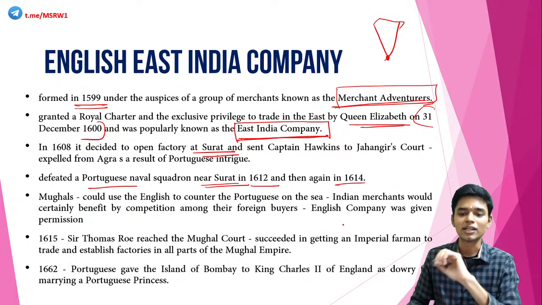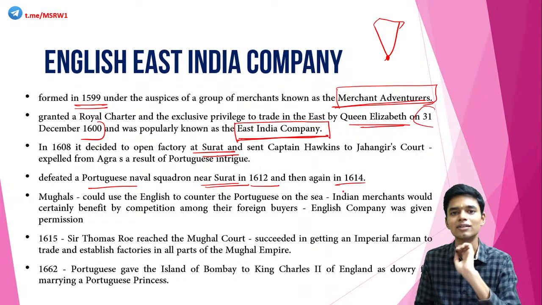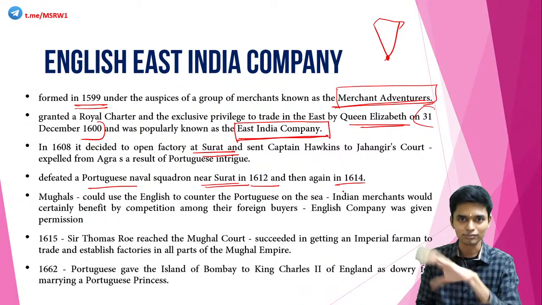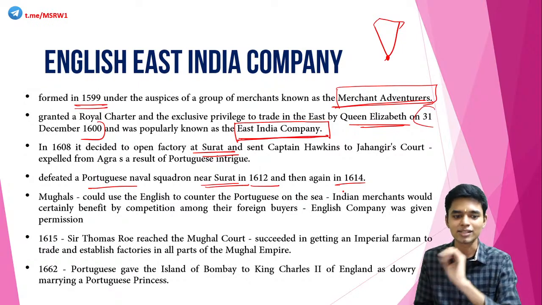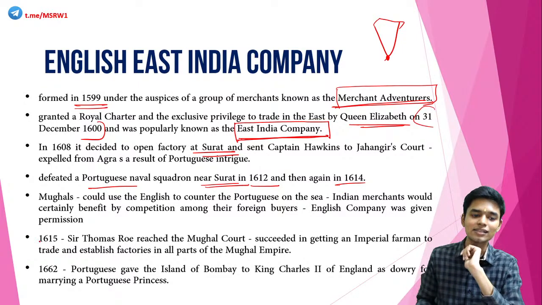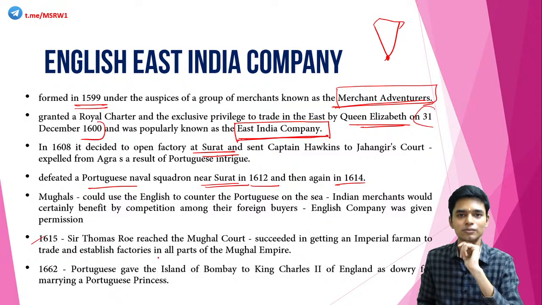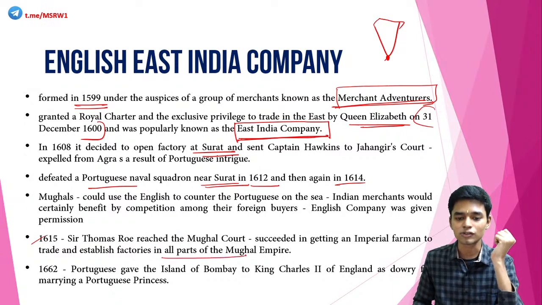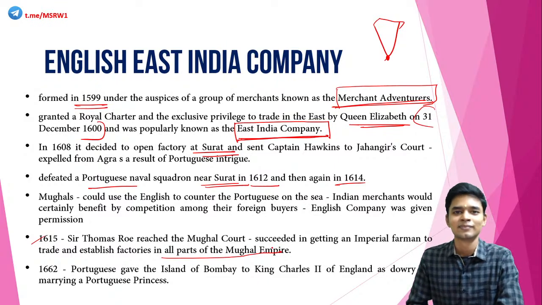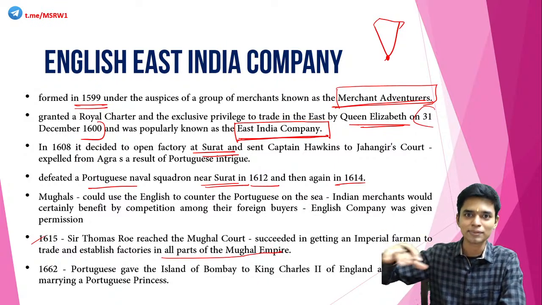Okay, so the English company was given permission to set up a factory in India, in Mughal provinces. Clear? So the English East India Company has now been established in India. Later, in 1615, Thomas Roe, another ambassador of the British East India Company, reached the Mughal court. And he was successful in achieving an imperial farman to trade and establish factories in all parts of the Mughal Empire. Okay, so the English are actually, step by step, establishing their foothold in India.